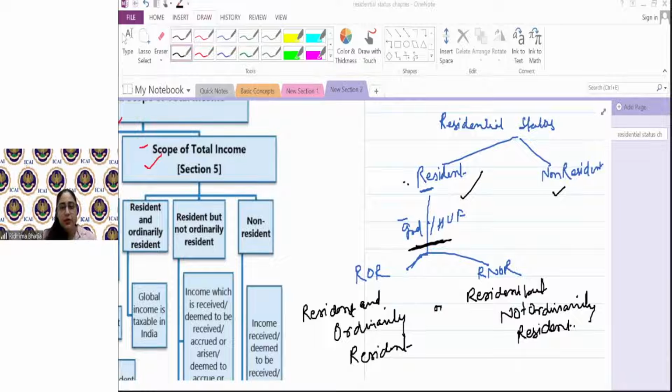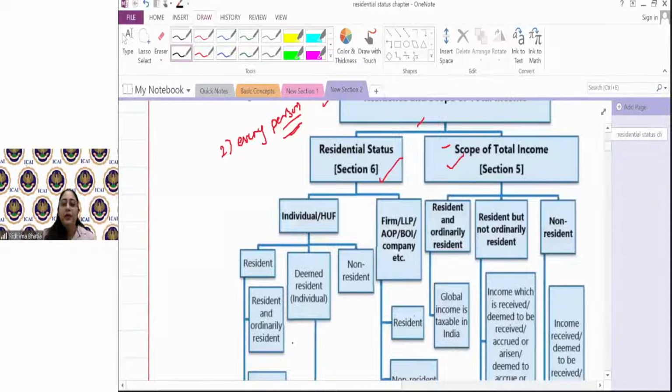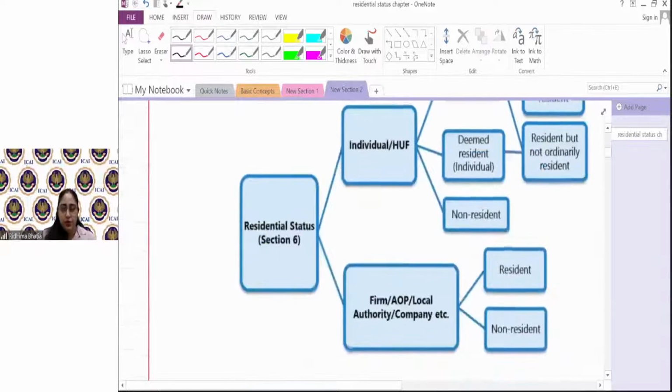So let's proceed. Now, let's come to the residential status of an individual. How do we determine the residential status of an individual?